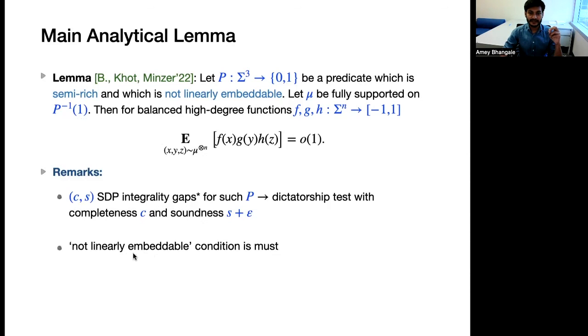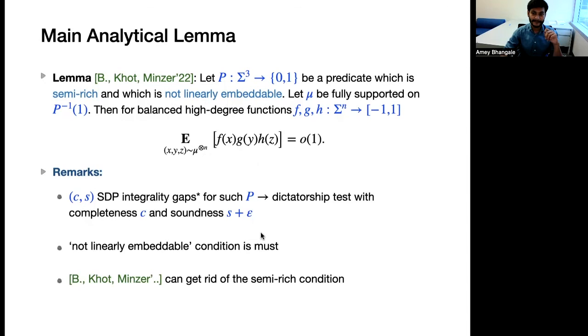Now, as stated earlier, this not linearly embeddable condition is a must. And in our work in progress, we also get rid of the semi-richness condition, and thereby prove the correct version of this lemma. This is the only condition. So if the 3-ary predicate is not linearly embeddable, then this expectation is small.